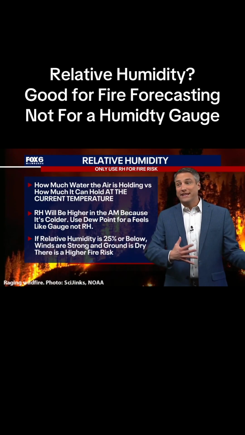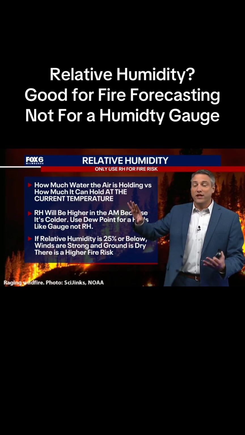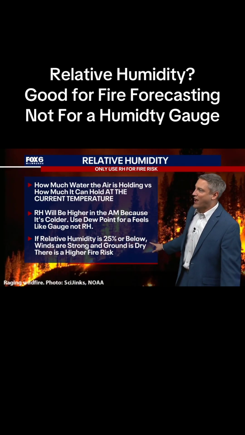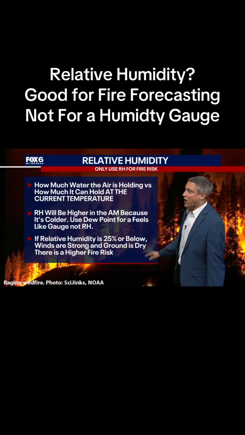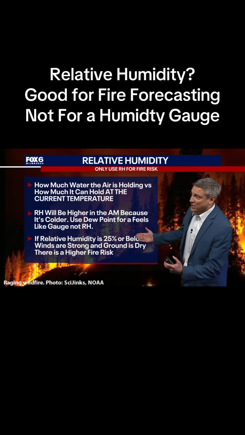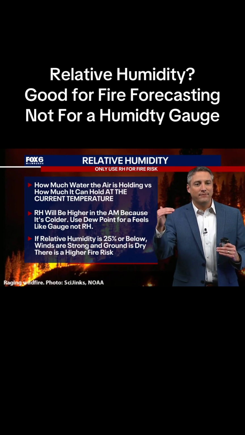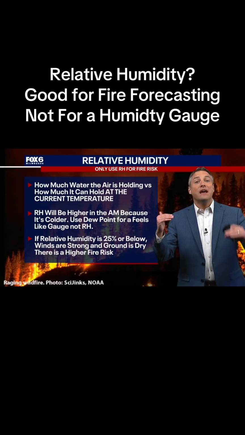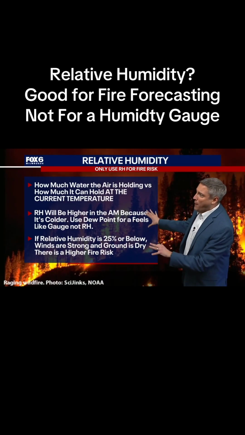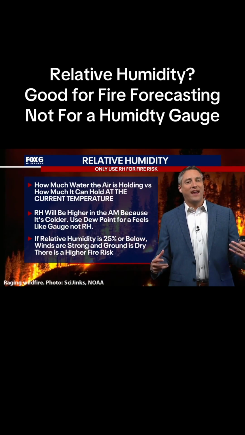So this is where you could really tell all of your friends who say, well, the relative humidity is this: don't use it. Only use it from a fire gauge standpoint. When the relative humidity is 25% or below, winds are strong, and the ground is dry, there's really a higher fire risk. Now, this can be offset a little bit at times where maybe you have a slightly higher relative humidity, but you know that the ground is dry, temperatures are warm, and the wind is very strong. So it's also possible that you can have a little bit higher relative humidity and still have a fire risk.